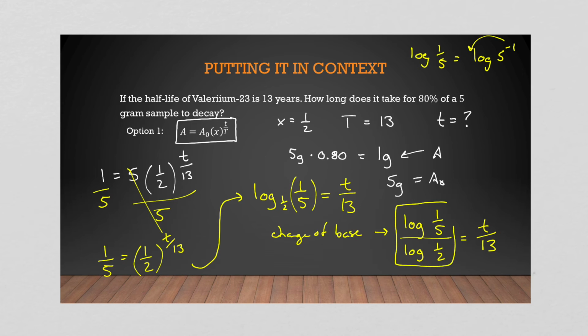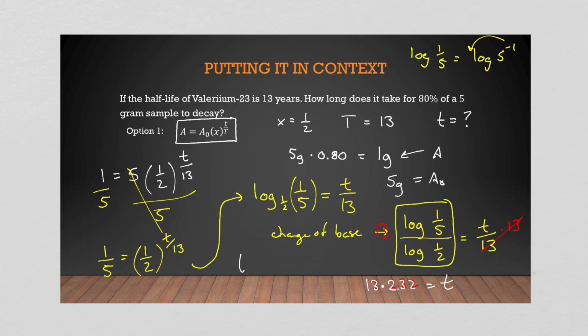So what you want to do is plug that into your calculator and then multiply both sides by 13 and you're done. So go second function and then log of 1/5 and then divide that by the log of 1/2 and you get 2.32. And then we go 13 times 2.32. Let's trace that over in white so we can see it. 13 times 2.32, and that'll give us our t value.